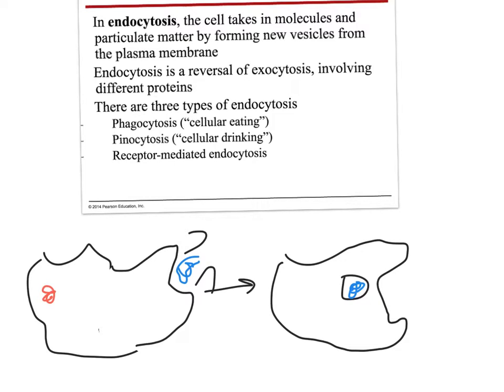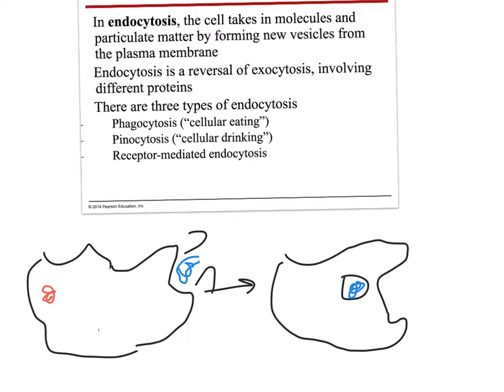If that stuff that was taken in is just liquid, that is pinocytosis. So some type of solid material is phagocytosis. Any type of liquid is pinocytosis. And then finally, we have receptor-mediated endocytosis. Okay? Receptor, what's a receptor? Something that receives some type of signal, right?